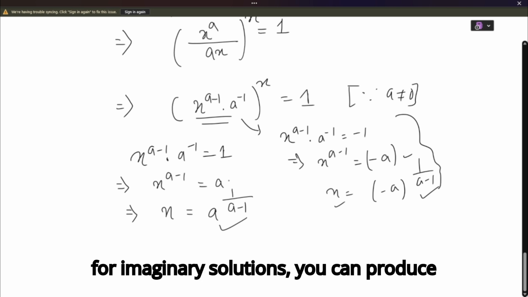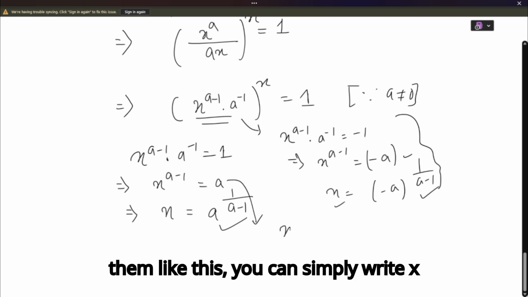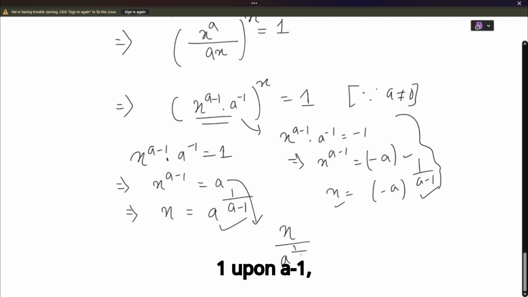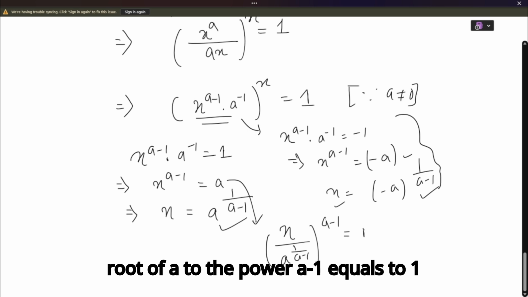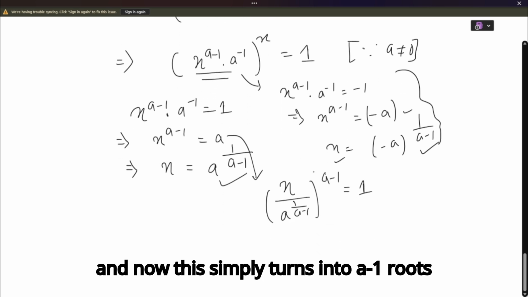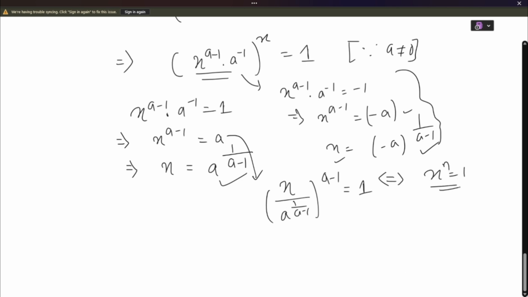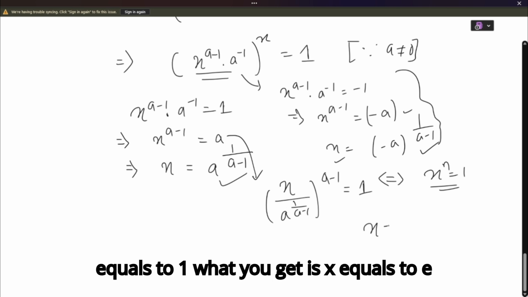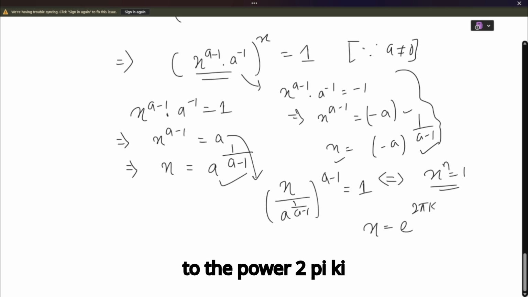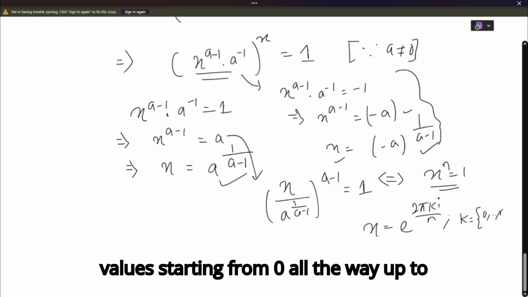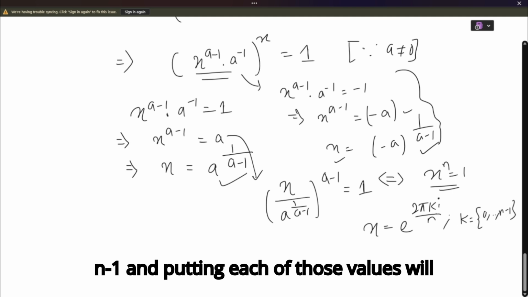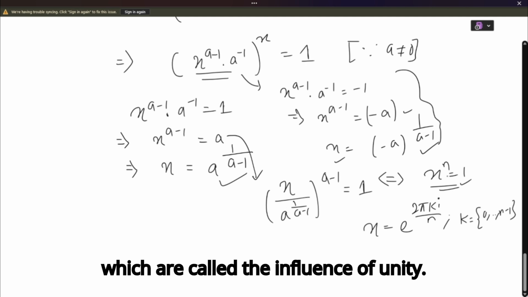And if you're looking for imaginary solutions, you can produce them like this. You can simply write x divided by a to the power 1 upon a minus 1, to the power a minus 1 equals 1. And now this simply turns into the a minus 1 roots of unity. This is similar to the equation x to the power n equals 1. And when you solve x to the power n equals 1, what you get is x equals e to the power 2 pi k i by n, where k has n values starting from 0 all the way up to n minus 1. And putting each of those values will give you the n roots of this equation, which are called the nth roots of unity.